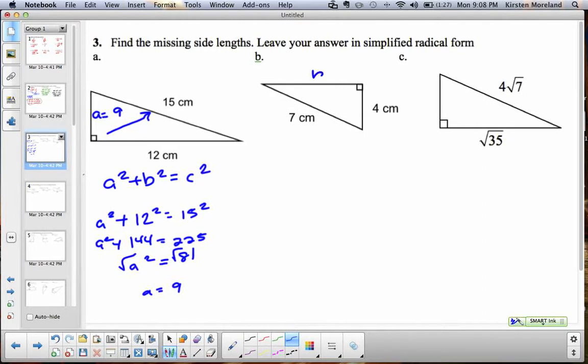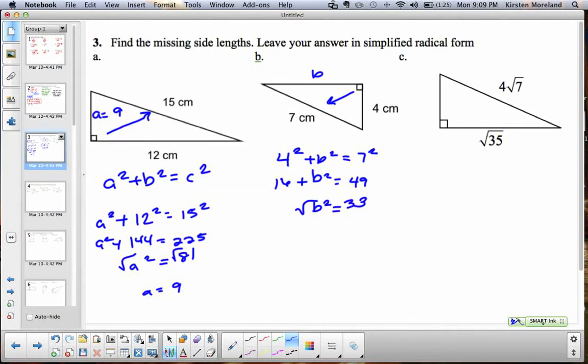I'm going to call this one b just for the fun of it. So again, I know 7 is my hypotenuse because it's across from the right angle. So it's going to be 4 squared plus b squared equals 7 squared. So 16 plus b squared equals 49. B squared equals 49 minus 16, which is 33.